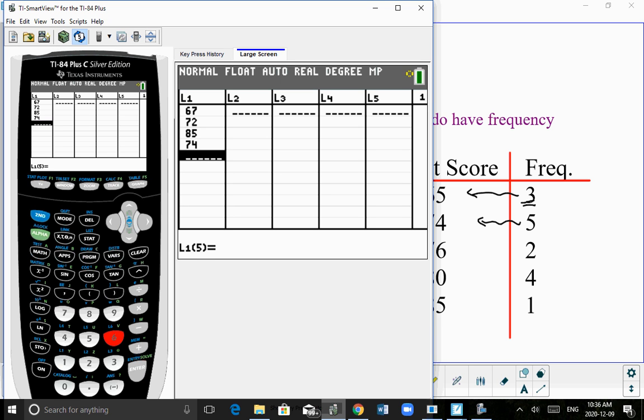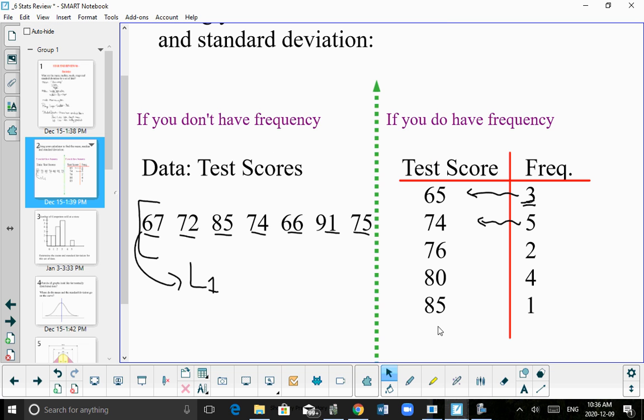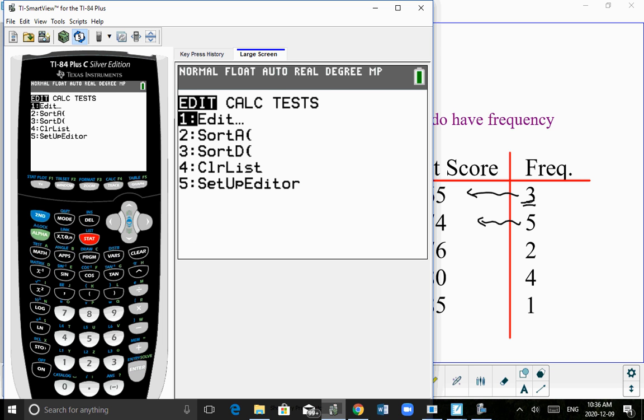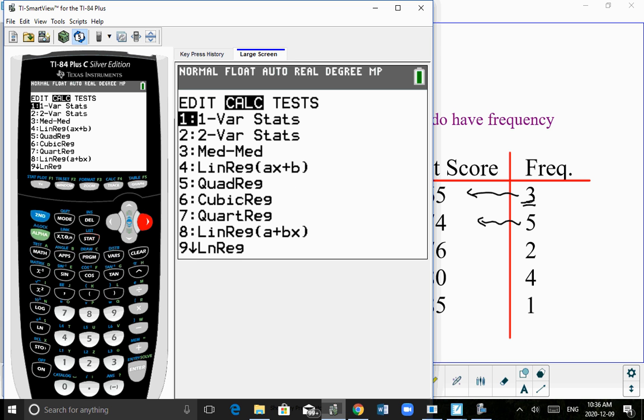74, 66, 91. And then the last one was 75. Okay, so once you've got your data entered, then what we want to do is hit Stat again for statistics. And this time we want to calculate. So we want to go over to Calc. And you always are going to pick number 1, always on this menu.